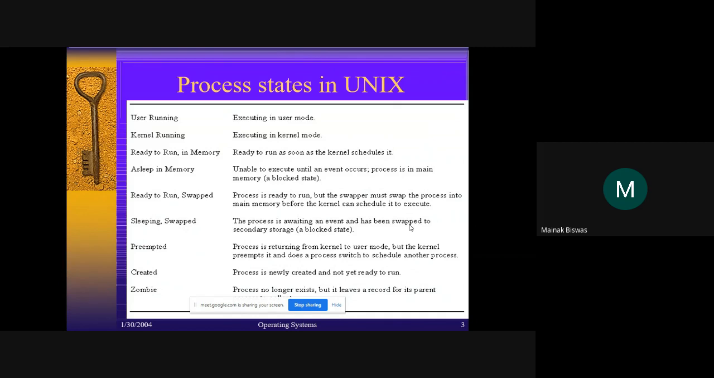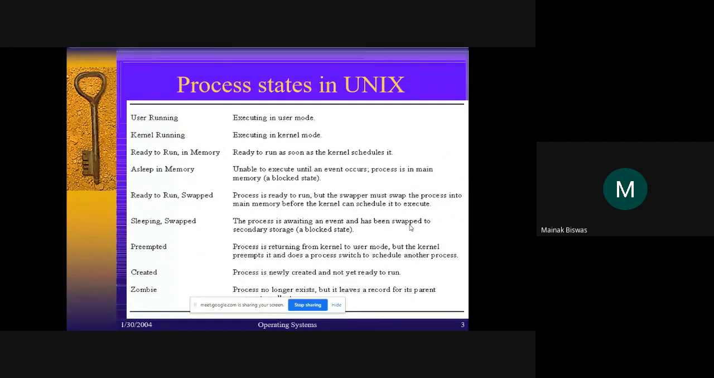Ready to run, swapped: the process is ready to run, but the swapper must swap the process into main memory before the kernel can schedule its execution. This means the process is in the hard disk. The process is broken into many parts, as you have already learned in the previous operating system classes, and some parts are in the hard disk and some in memory. So the process is ready to run, but it must be swapped in. It is not waiting, actually; it is ready to run but swapped.